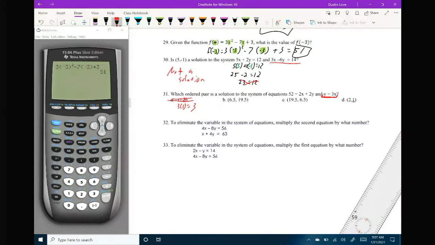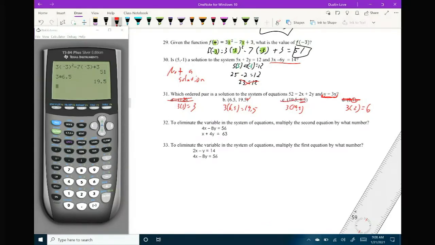All right, let's go over here and check this one. Y equals 3 times x, so 3 times 2 equals 6, which is not the one. That one can't be it either. Okay, now let's try it over here. Y equals 3 times x, 3 times 6.5 gives me 19.5. Yep, that checks out. Okay, now let's try it over here. 3 times 19.5. Well, I definitely know it's not going to be 6.5, so that one can't be it either.